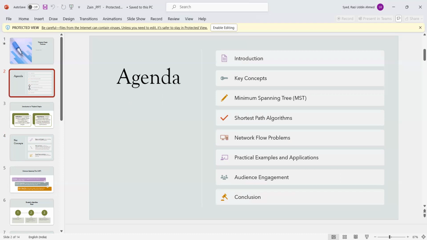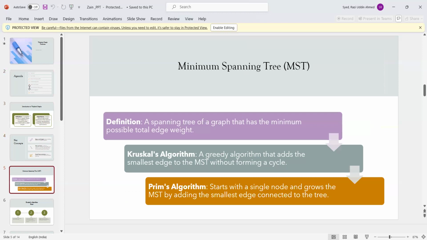And we'll move to the next slide, where we'll have the minimum spanning tree. Definition: a subgraph that connects all the vertices together without any cycle and with the minimum possible total edge weight. Kruskal's algorithm: a greedy algorithm that builds the minimum spanning tree by repeatedly adding the smallest edge that does not form a cycle.